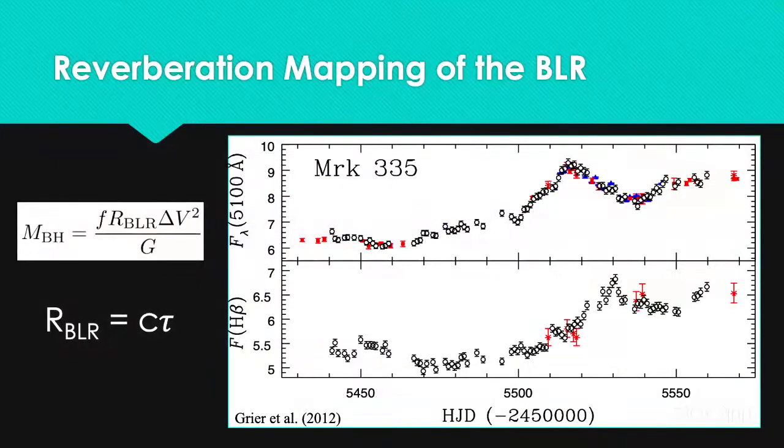Here's an example of what a real reverberation mapping data set looks like. This is a light curve for a nearby Seyfert galaxy called Markarian 335. The top shows the continuum flux at 5100 angstroms, and the bottom shows the flux in H beta. This particular campaign was 180 days of nightly observation.